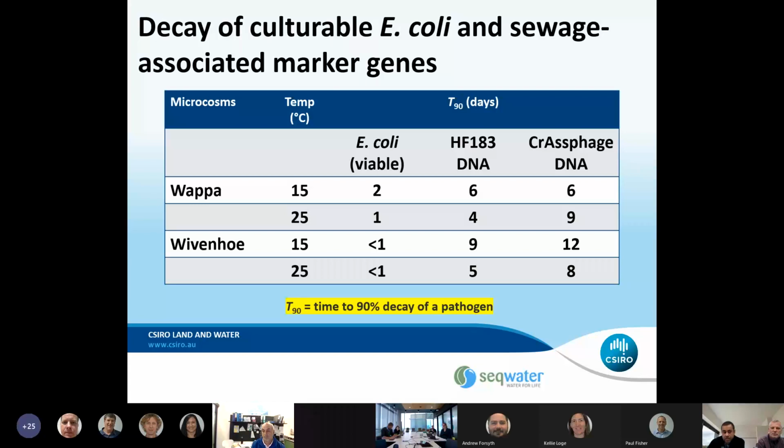I'll show you some results now. This slide shows the results for E. coli and sewage-associated marker genes. As you can see, the results are expressed in T90, which is the reduction time for a pathogen, expressed in days. E. coli persisted for a very short time, just 1 to 2 days, and for the Wivenhoe dam it was only 0.3 days for 1 log reduction. HF183 and CrAssphage persisted a little bit longer than E. coli, which is expected because these are DNA targets and E. coli is viable.